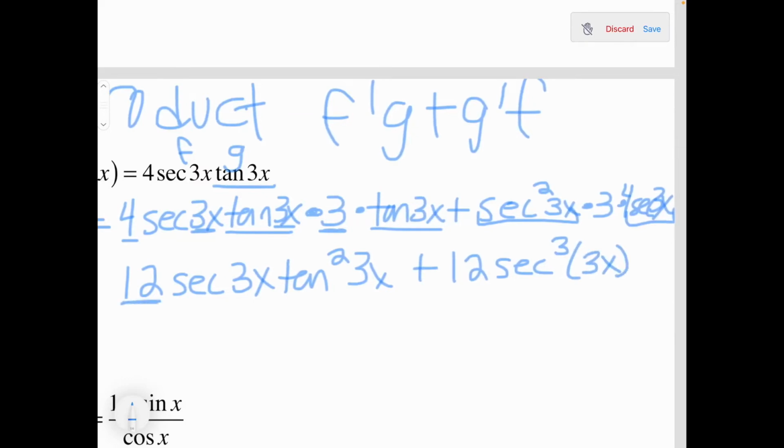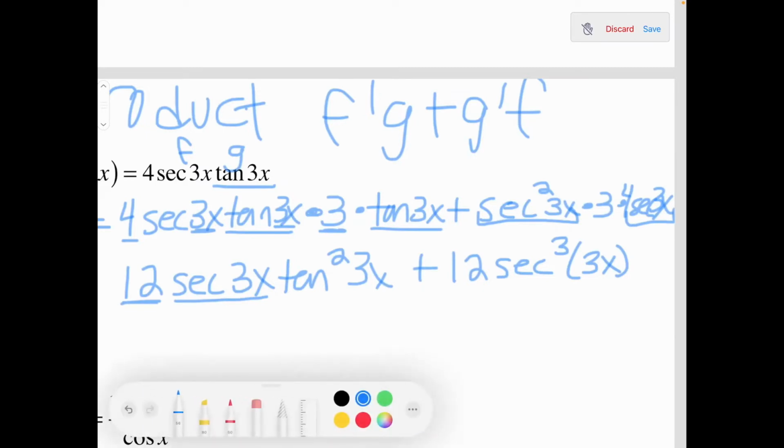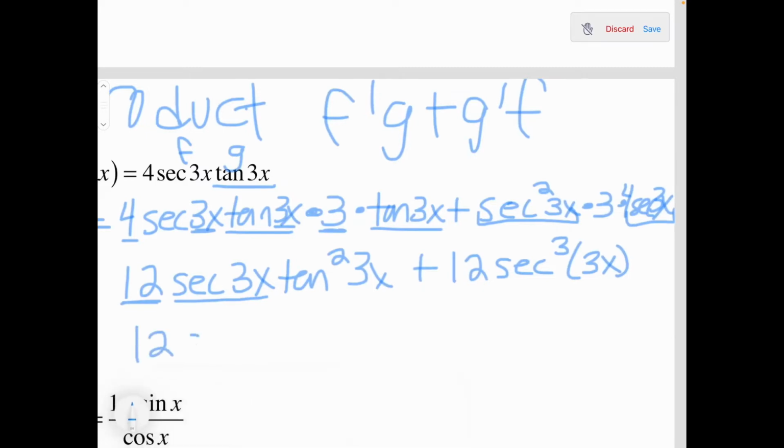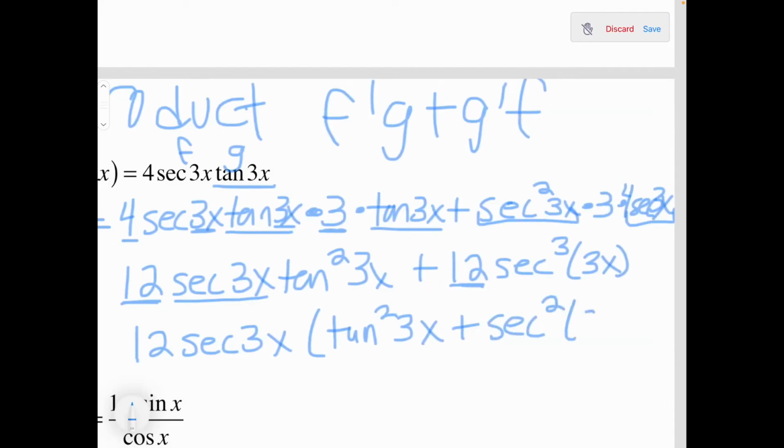We can factor out a 12 and a secant 3x. So if we factor that out, let's see what this would look like. 12 secant 3x. We're going to be left with this first term, we take the 12 and the secant 3x away, and we're left with tangent squared 3x. And in the second term, we took the 12 away, and we took 1 factor of the secant away, so we're left with secant squared 3x.